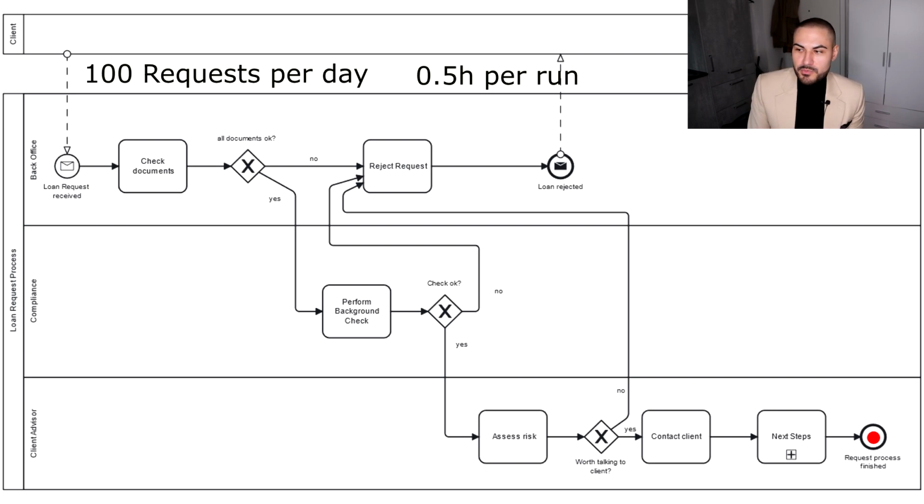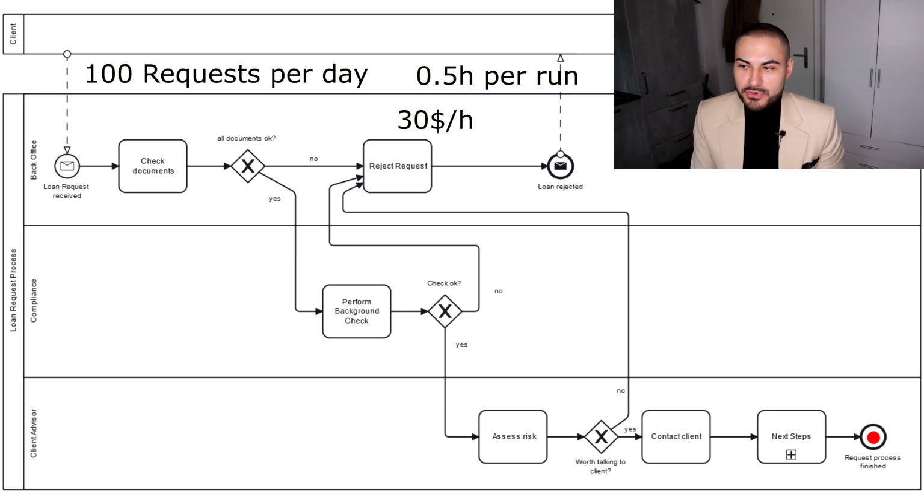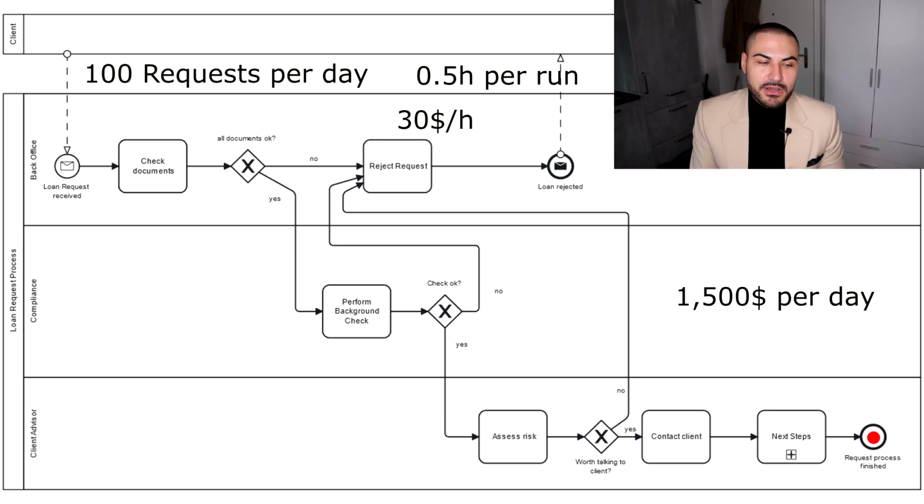And let's assume the employees involved in this process on average make $30 an hour, meaning we have 100 runs every day. Let's multiply this by 0.5 hours, which one completion takes, which actually means 50 hours a day. And as we know, $30 per hour is the average hourly rate. Let's multiply this with the 50 hours and we get $1,500. So each day this process costs us $1,500.